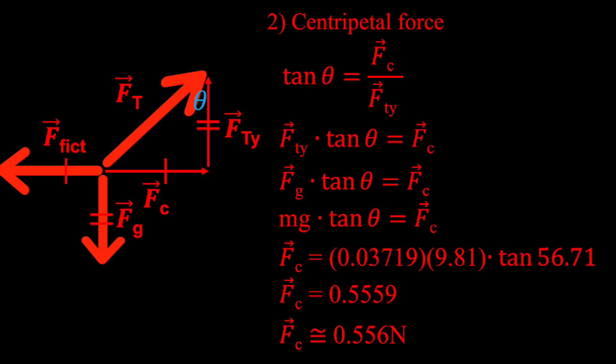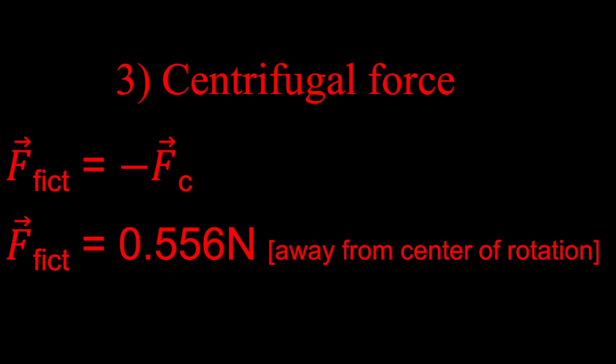Next, the centripetal force was calculated. Using the free body diagram, the equation tan theta equals the centripetal force over the y component of the tension force was generated. The equation was then rearranged, and the y tension force was substituted for the gravity force, which has equal magnitude. When the correct values were input, a force of 0.556 newtons was the product. This force is equal in magnitude and opposite in direction to the fictitious centrifugal force. Therefore, the centrifugal force has a magnitude of 0.556 newtons away from the spinner's center of rotation.